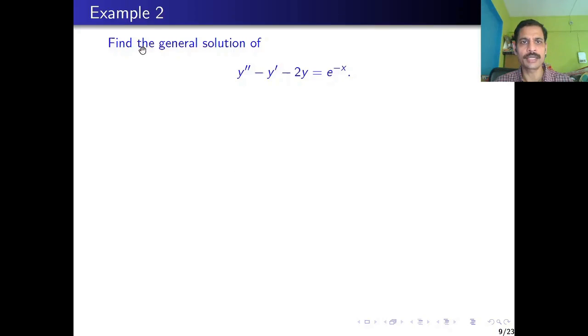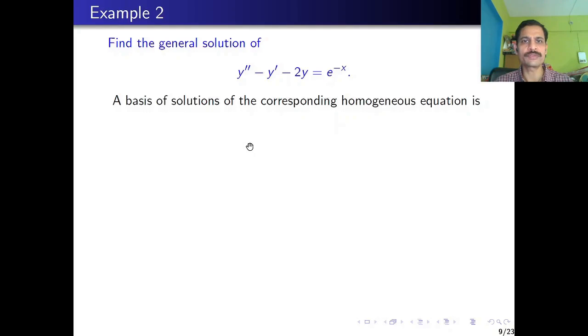We'll look at another example. Find the general solution of y double prime minus y prime minus 2y is equal to e raised to x. So what is the basis of solutions of the corresponding homogeneous equation? What do you do for that?